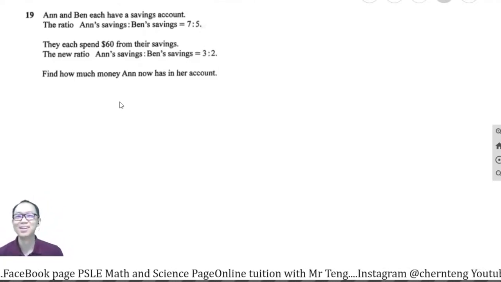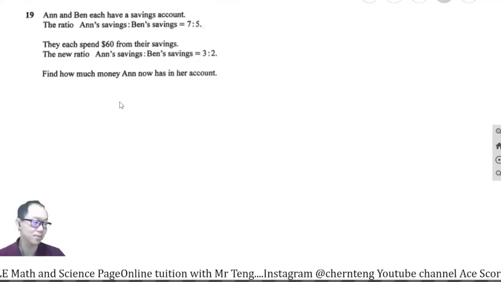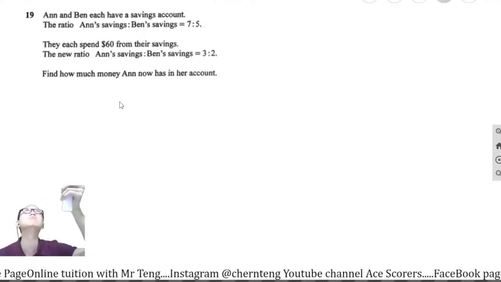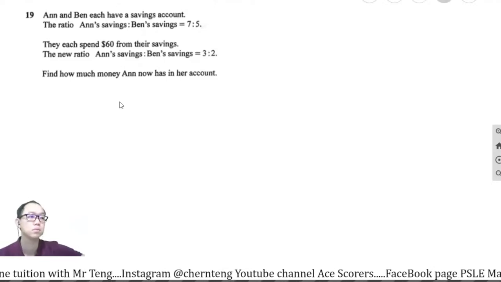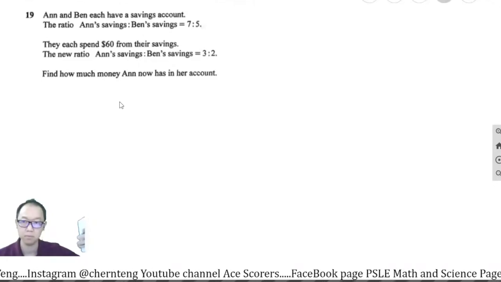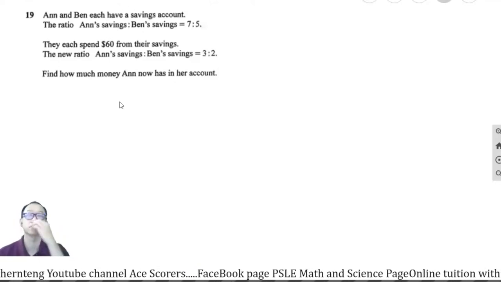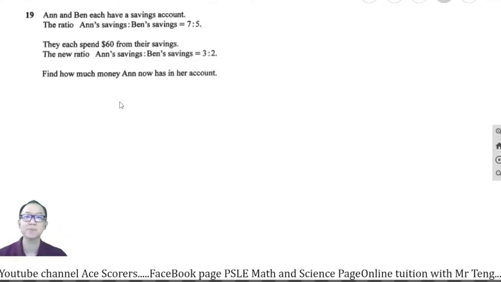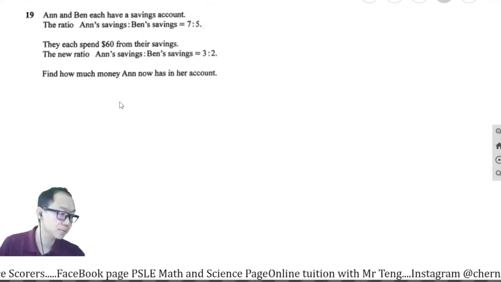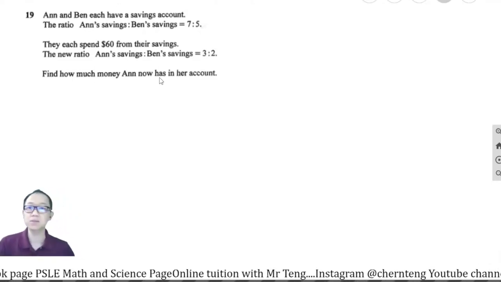Can you try? Ratio of the fan. P6 calls this the difference unchanged.